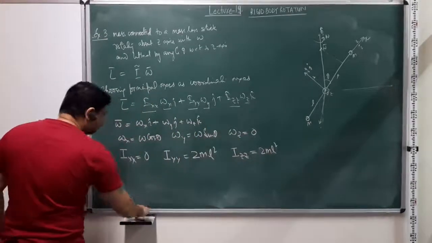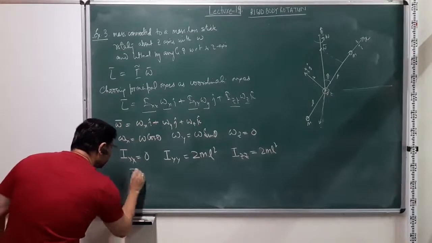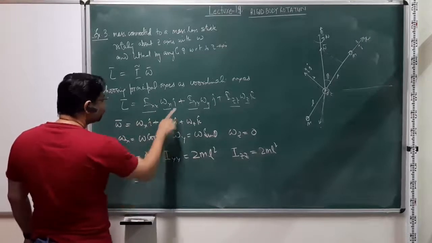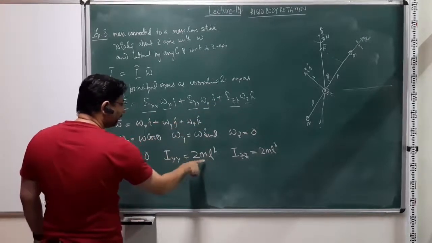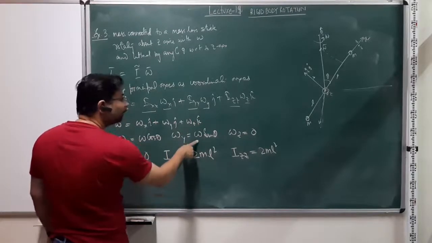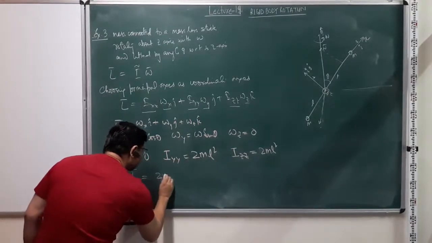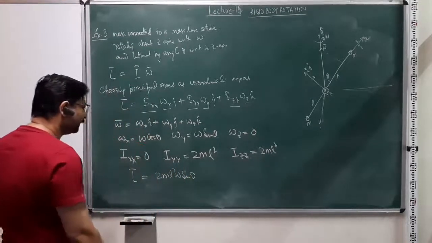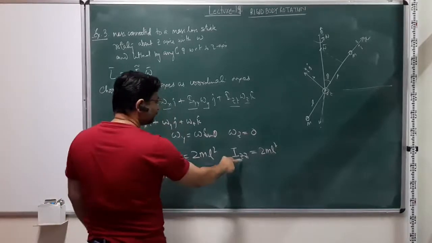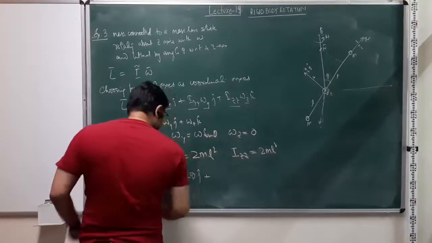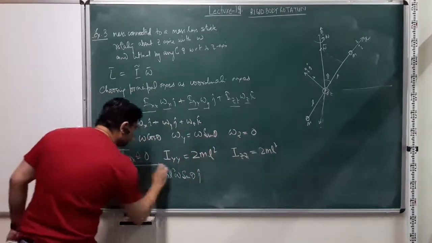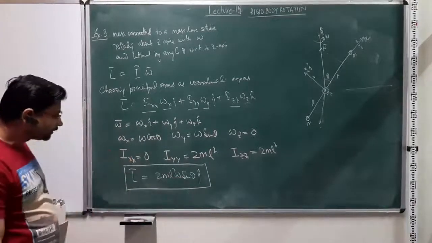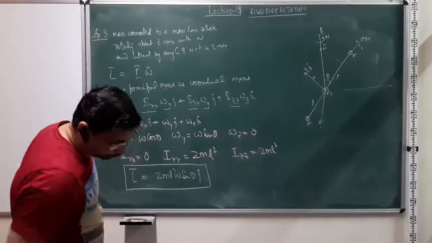Okay. If this is the case, then now I can write my total angular momentum as Ixx omega x, so 0, plus Iyy omega y, which is 2 mL square times omega sin theta, in the j cap direction, plus Izz omega z, which is 0, so nothing. So this is the total angular momentum of this system. L is 2 mL square omega sin theta in the j cap direction.